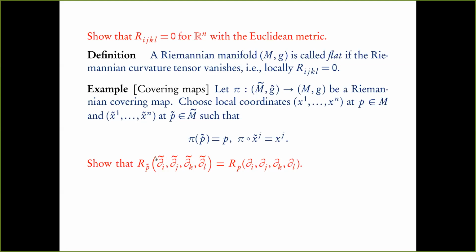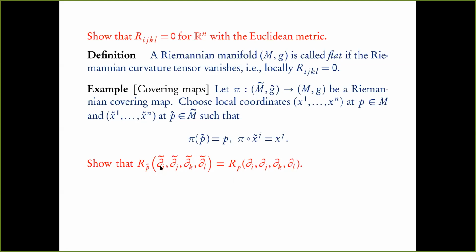Essentially because it's a local isometry, I would highly encourage all of you to go back and do this exercise. It doesn't take much work, it's a couple of lines: show that the Riemann curvature at the point P tilde associated to the vector fields del i tilde, del j tilde, del k tilde, del l tilde, recall this notation, means you calculate the Riemann curvature of del i tilde, del j tilde acting on del k tilde, dot product del l tilde, with respect to the metric G tilde. That's what the left hand side means. The right hand side means the same thing but happening around P in M.